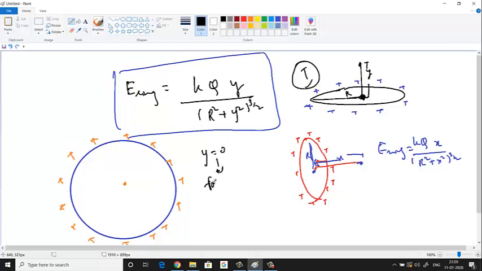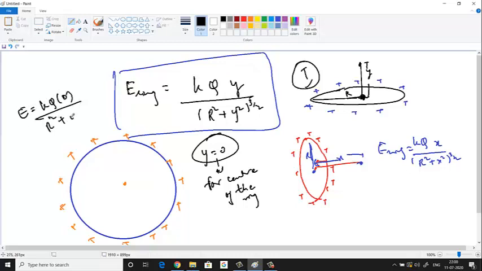For the center of the ring, y is equal to 0. Y equal to 0 means what will happen? E is equal to kq into 0 divided by r square plus 0 square whole power 3 by 2. Whatever it is in the denominator, we don't care about it. 0 into anything is 0. 0 by whatever is 0 only. So at the center of the ring, what is the electric field? 0 Newton per Coulomb.